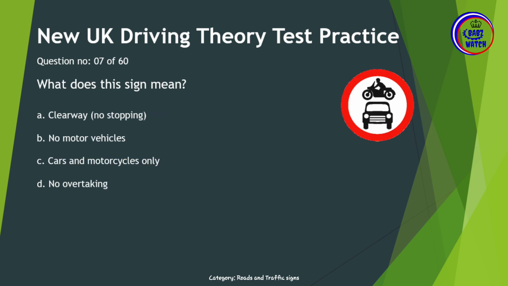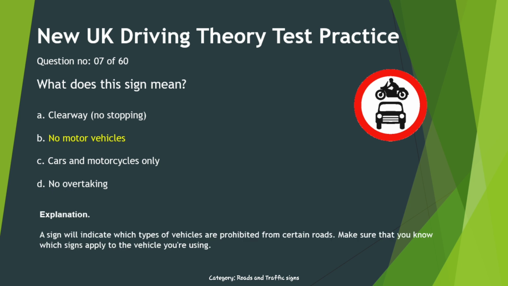Question 7 of 60. What does this sign mean? A. Clear way, no stopping. B. No motor vehicles. C. Cars and motorcycles only. D. No overtaking. The correct answer is B. No motor vehicles. Explanation. A sign will indicate which types of vehicles are prohibited from certain roads. Make sure that you know which signs apply to the vehicle you're using.